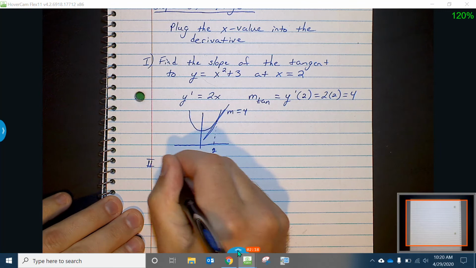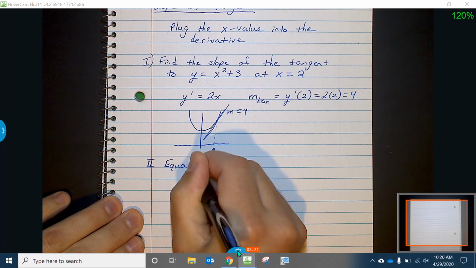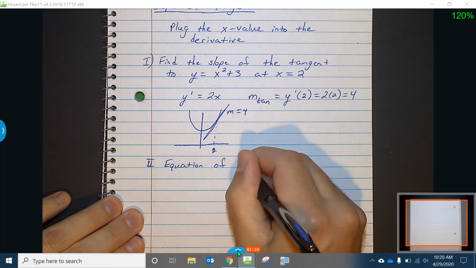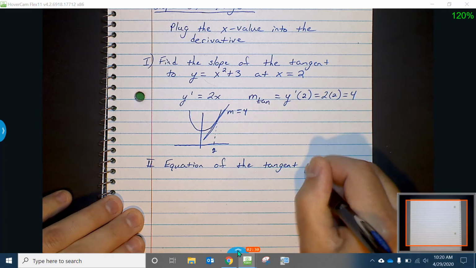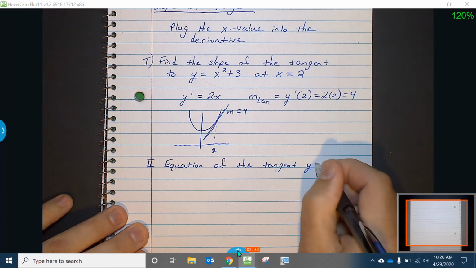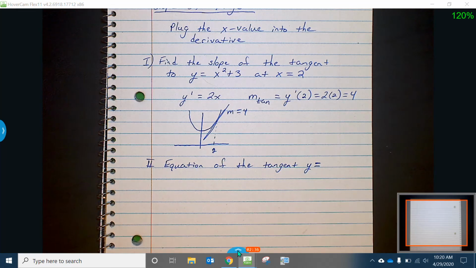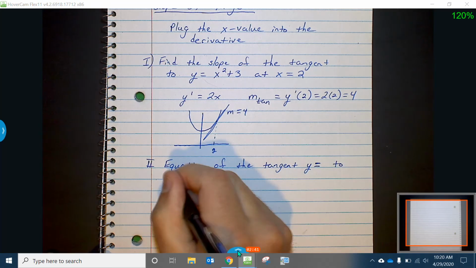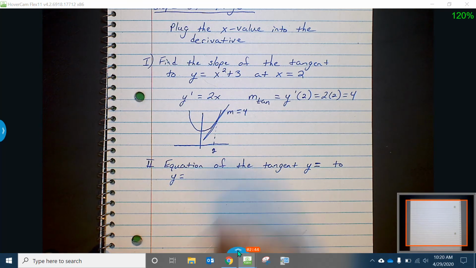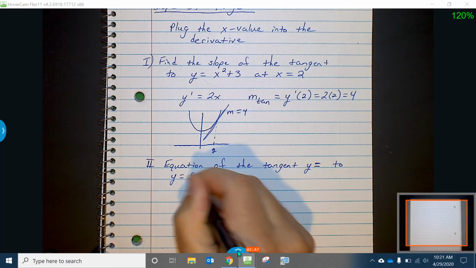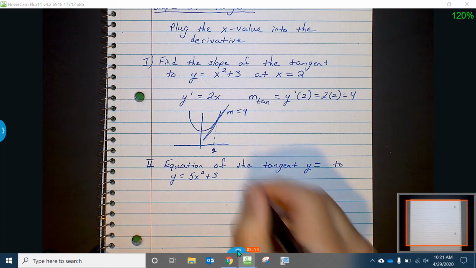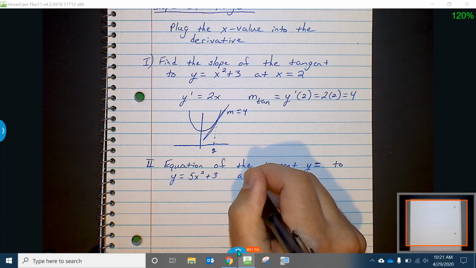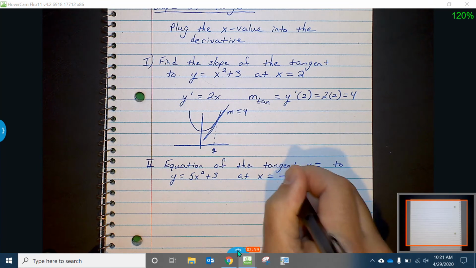Number 2. Let's do equation of the tangent. And a lot of times AP does y equals. Sometimes they do, sometimes they don't. I'll take either answer, but I'll explain in a minute. Equation of the tangent, y equals 5x squared plus 3 at x equals negative 1.